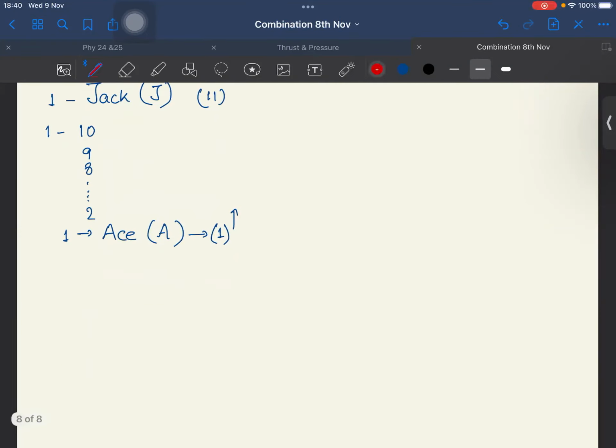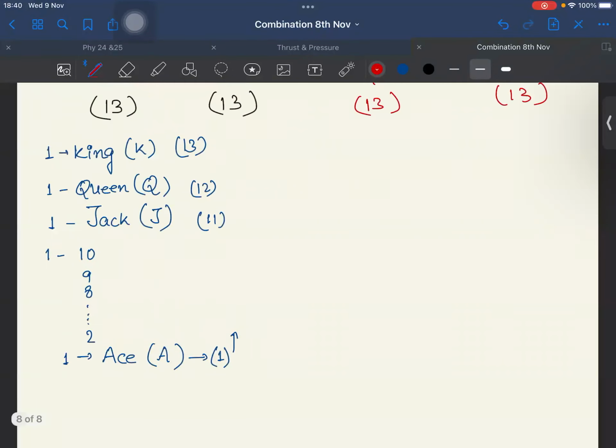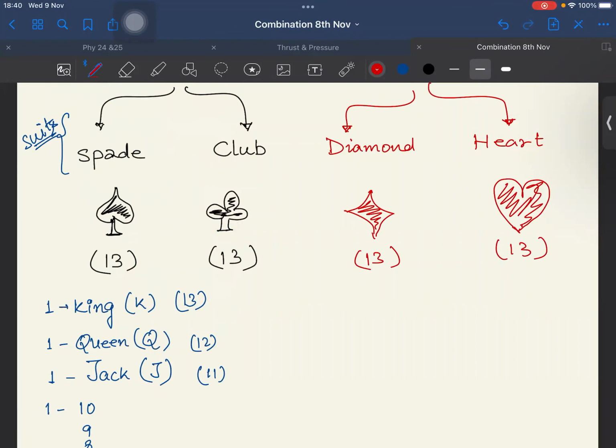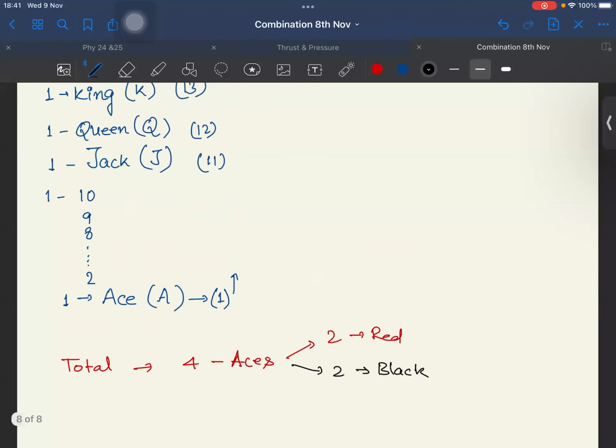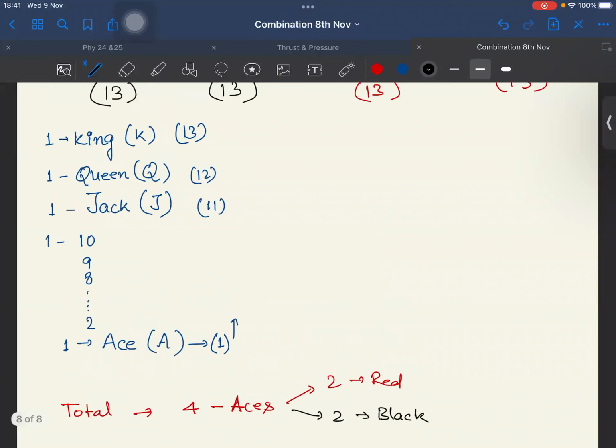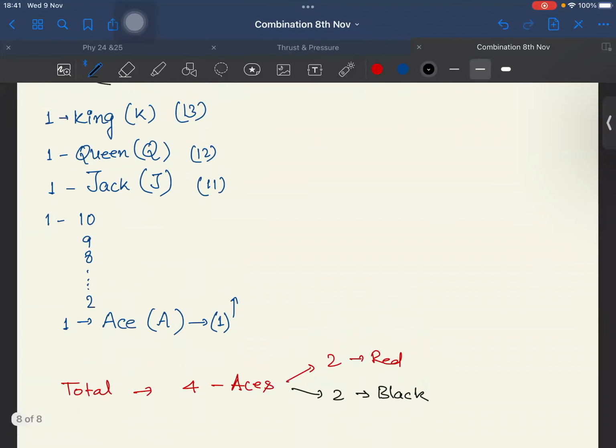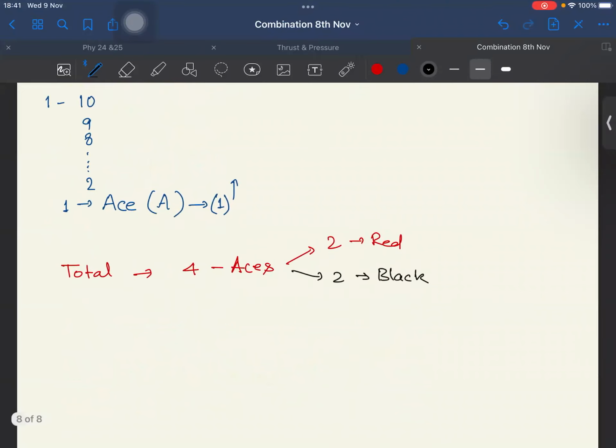Now tell me how many aces are there in total? 4, sir. Yes, of course, one ace of spade, one ace of club, one ace of diamond, one ace of heart. Whatever I'm writing for an individual card is valid for all. So there are total 4 aces, out of which 2 aces will be red and 2 aces will be black. Similarly, it goes for all other cards, like ace, jack, queen, king. So how many kings are there in total? Anyone? 4, sir. Yes, of course it is 4. Total 4 kings are there.